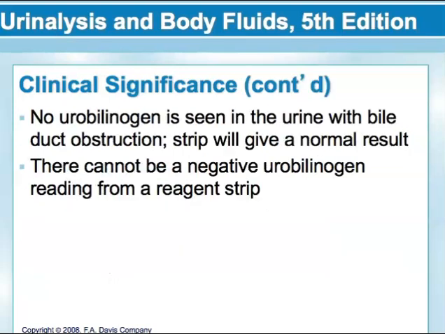The absence of urobilinogen in the urine and feces is also significant, although this cannot be determined by the reagent strip reactions. Absence represents a bile duct obstruction so that the normal passage of bilirubin into the intestines is prevented.